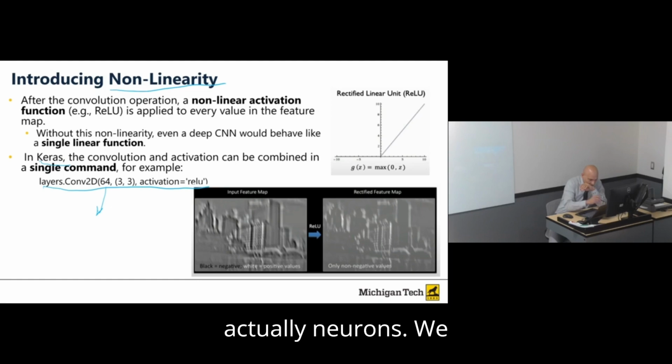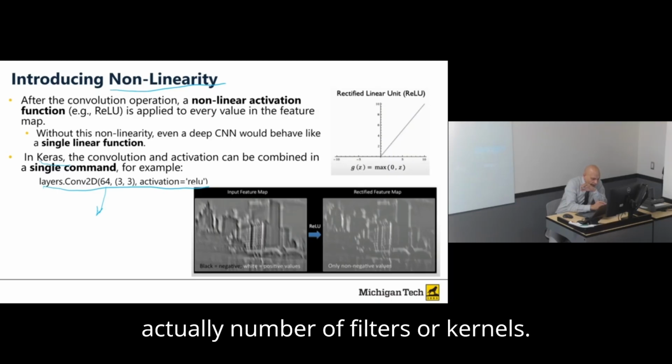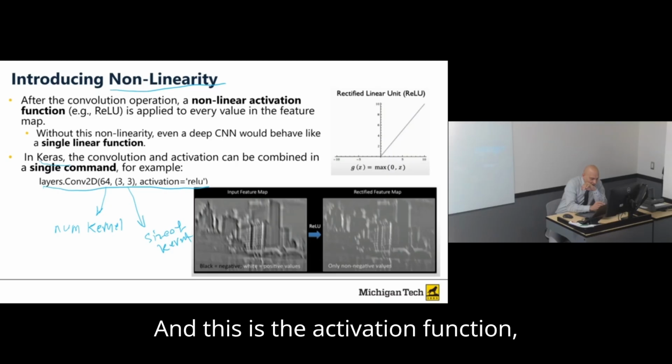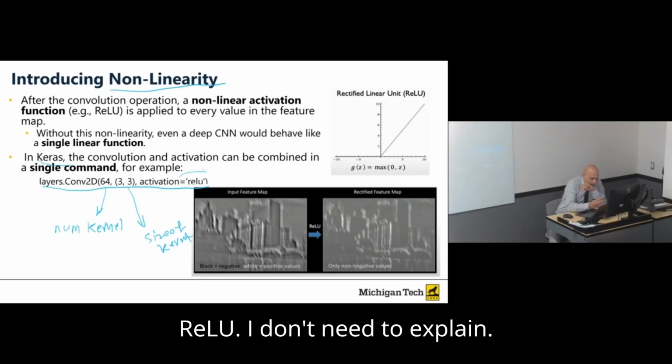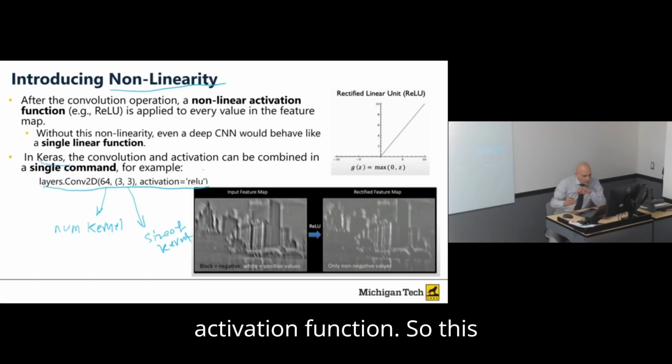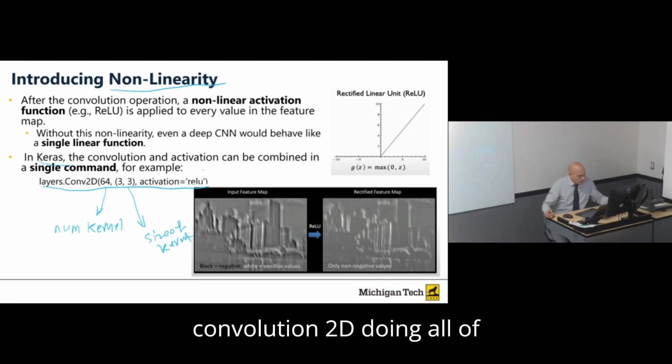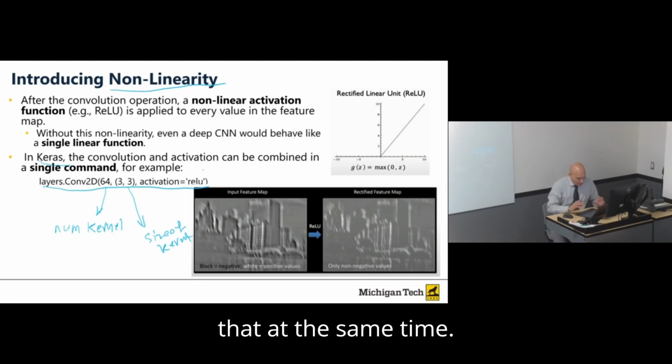actually neurons. We call them neurons, or filters. Actually, a number of filters or kernels. Number of kernels. And this is the size of the kernel. And this is the activation function, ReLU. Doesn't need to explain. Activation function. So this convolution 2D is doing all of that at the same time.